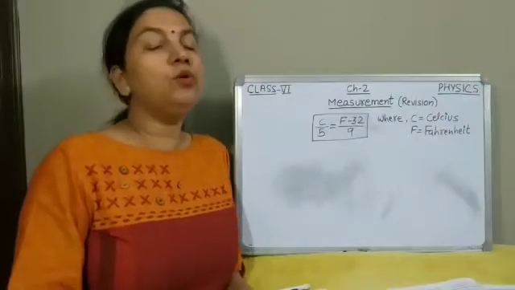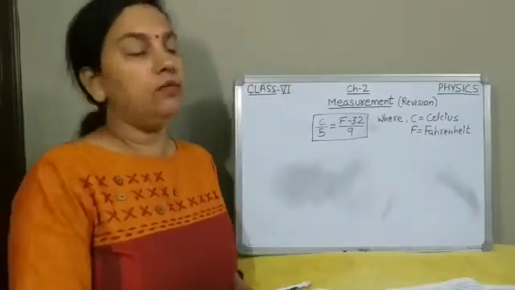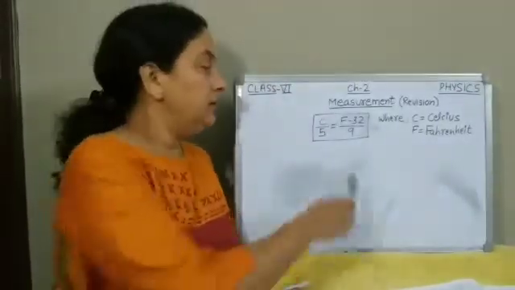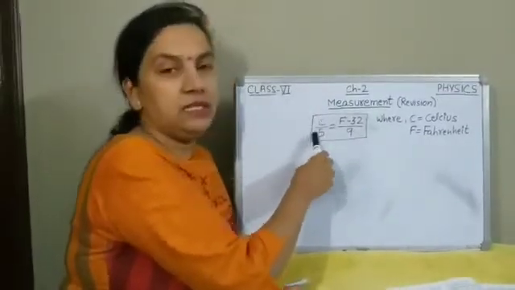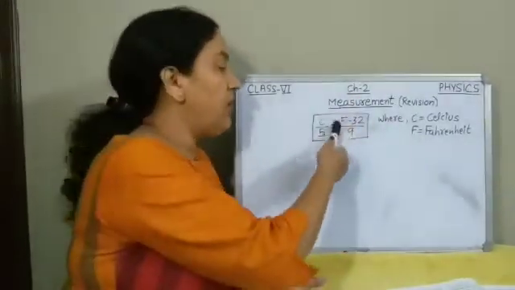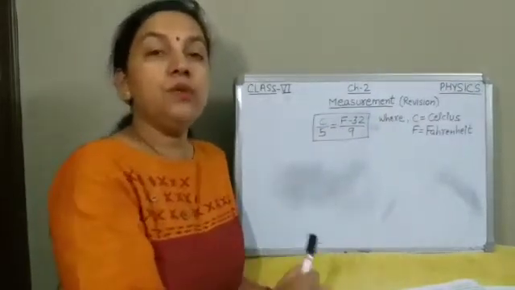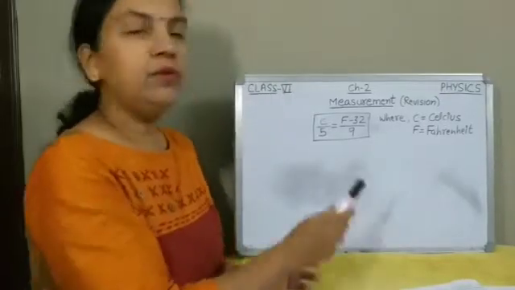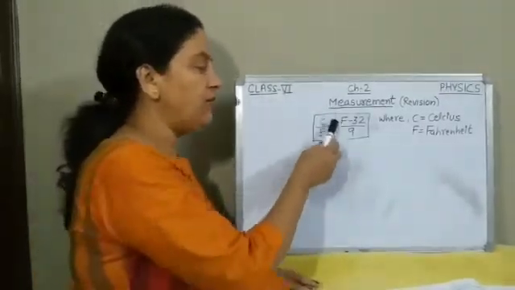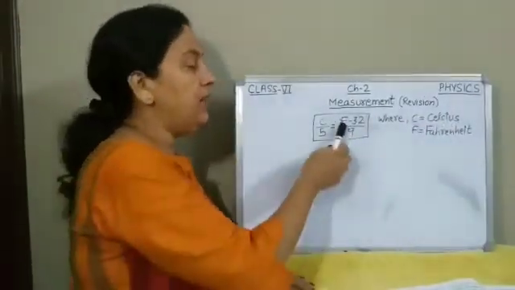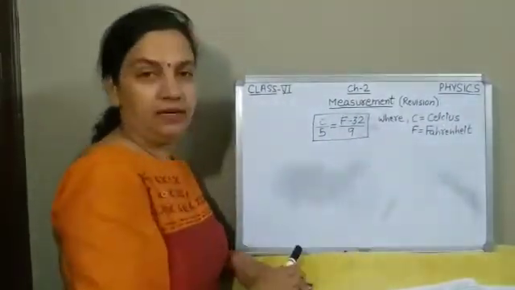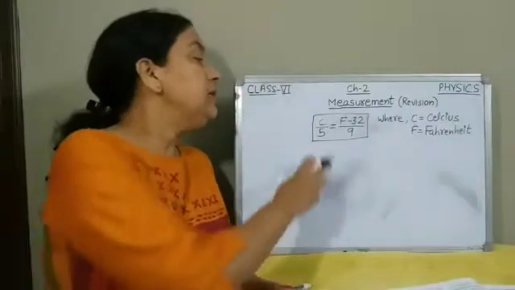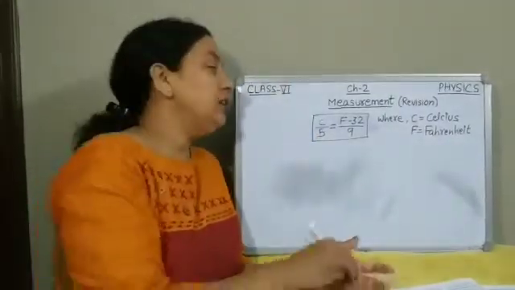So children, before going to our next question, we will once revise the conversion between Celsius and Fahrenheit. This is the formula to convert Celsius into Fahrenheit, or you can convert Fahrenheit into Celsius. This we have also done in our 15th homework. Once again we will revise this. This is the formula C upon 5 equals F minus 32 upon 9, where C represents Celsius and F represents Fahrenheit.